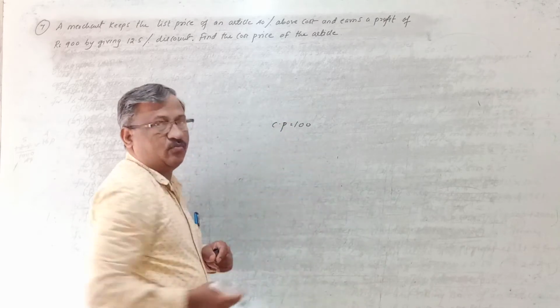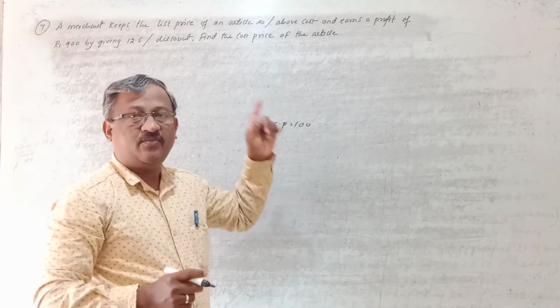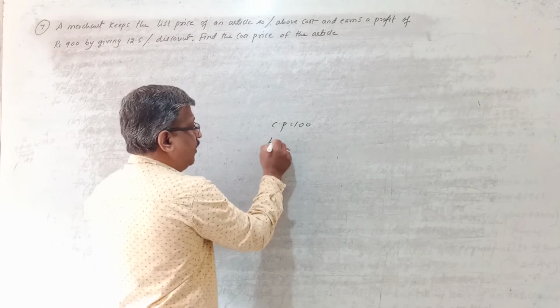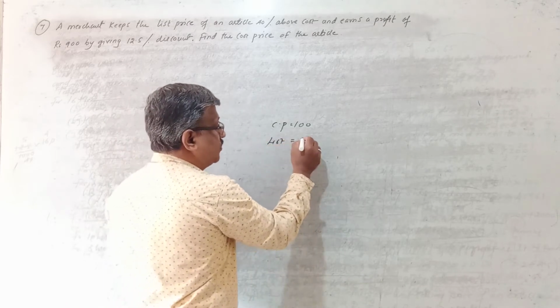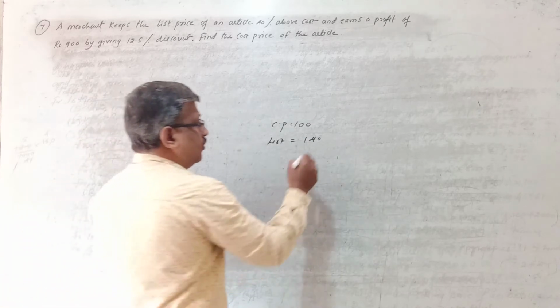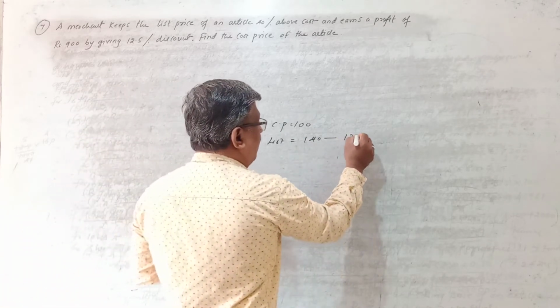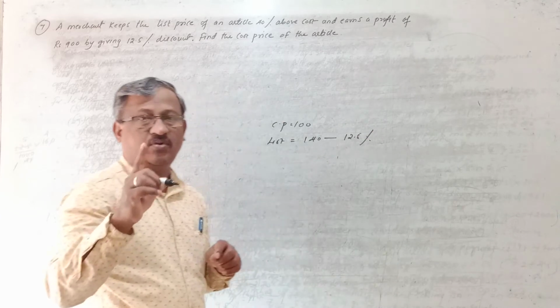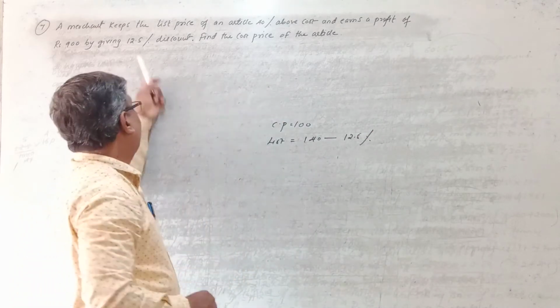So while selling, what he has done? He has increased this cost by 40%. Means he has fixed the price of that article for sale at rupees how much? 140 rupees, 100 plus 40 rupees. And on this list price, he is giving 12.5% discount. Here he is giving only one discount. How much is it? 12.5%.